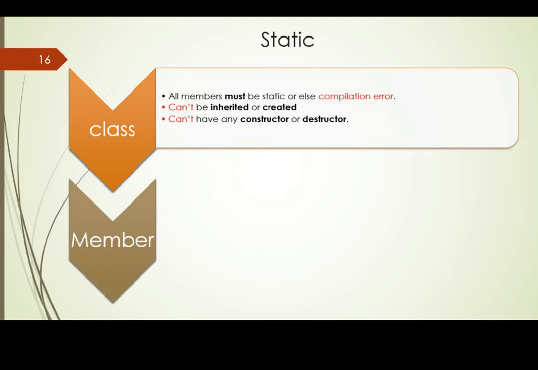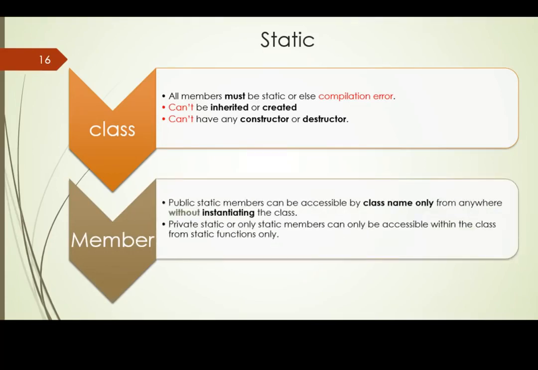So what about the members? Public static members can be accessed by class name only, from anywhere, without instantiating the class. You instantiate a class with the new keyword, so you can access any public static member without instantiating the class, and from anywhere by its name only. It's a very important concept, and we are going to go very deep into it.